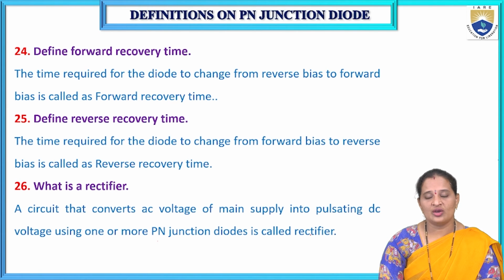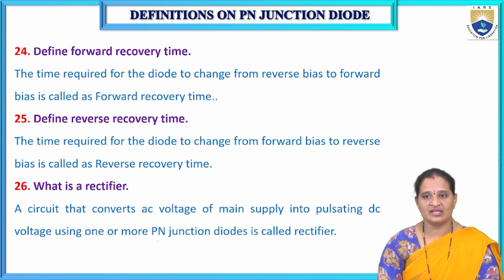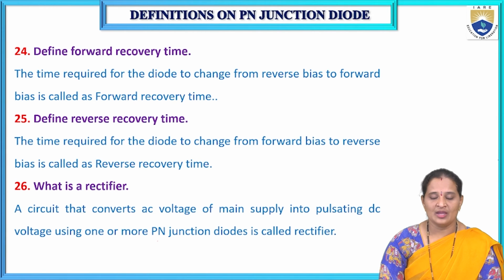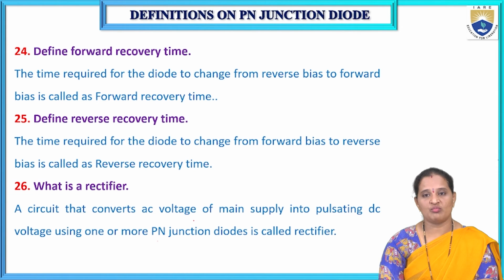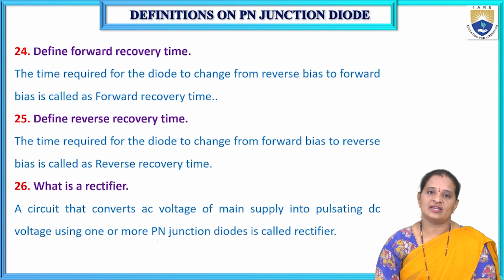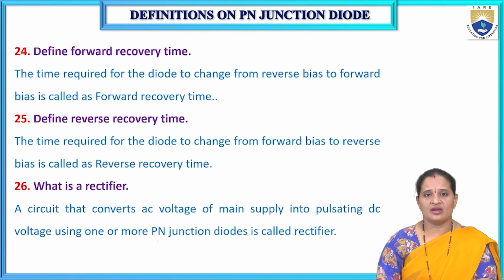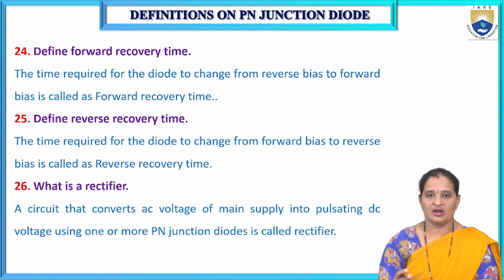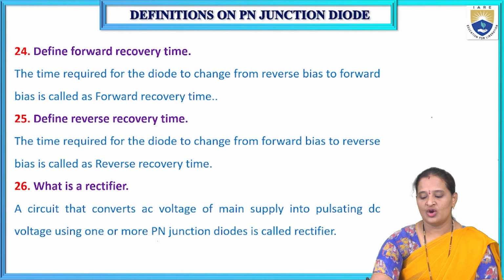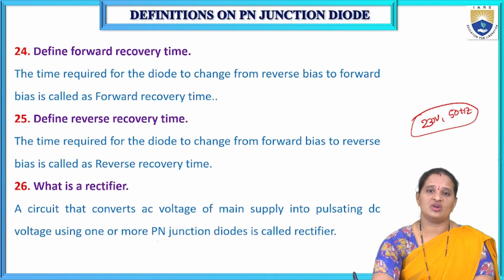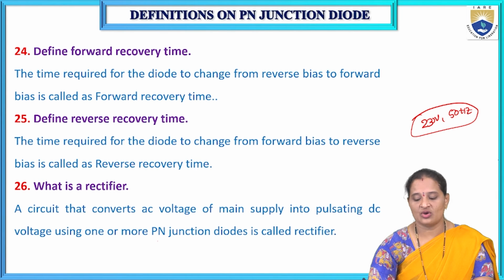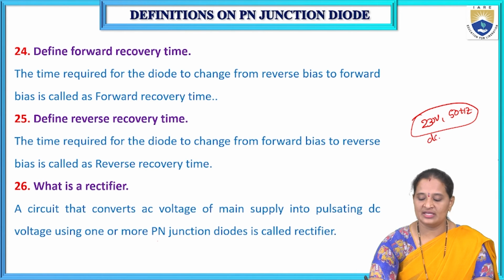An electronic circuit which converts AC voltage from the main supply into pulsating DC, making use of one or more PN junction diodes, is called a rectifier. So why do we need to convert the AC supply? In our houses, we get AC supply, which is sinusoidal in nature, with an amplitude of 230 volts and a frequency of 50 hertz. And all the electronic appliances which we use in our house or in any industries require only DC supply.